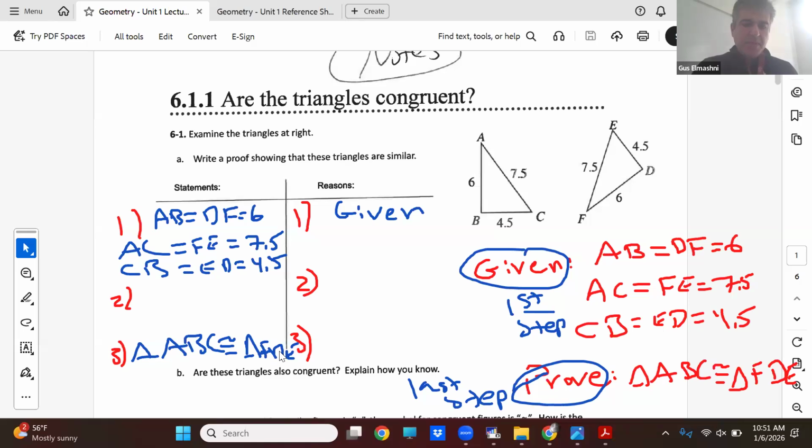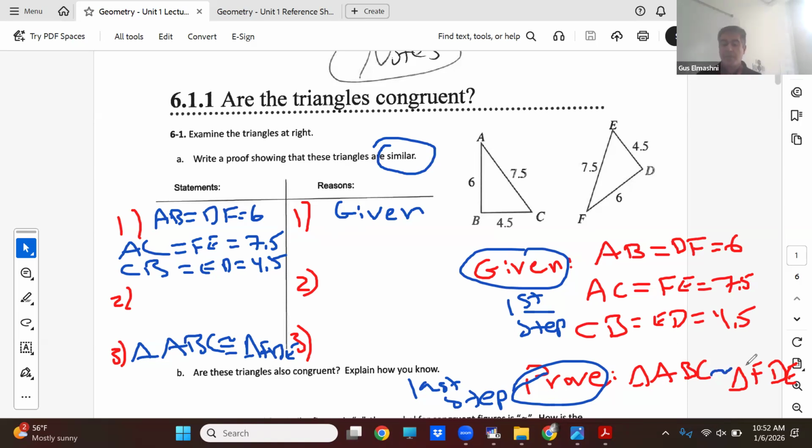I know AB equals DF equals 6. Oh, wait one sec. I'm getting a little ahead of myself here, but it's fine. We're asked to prove that these are similar, not congruent. My apologies. So slight correction here.